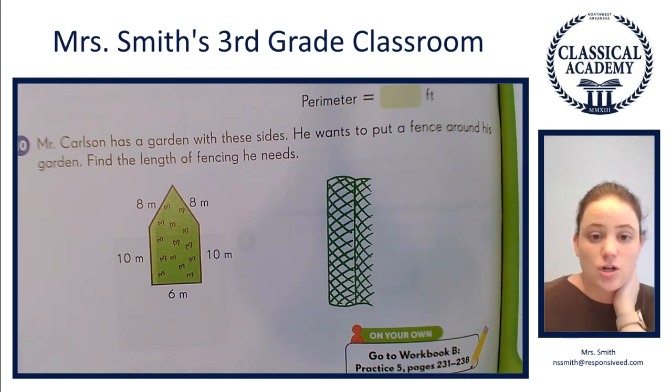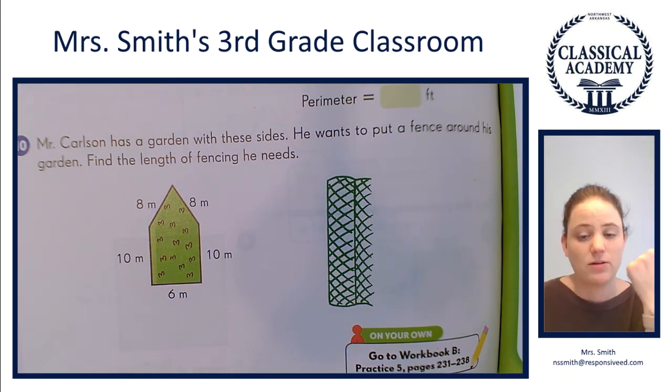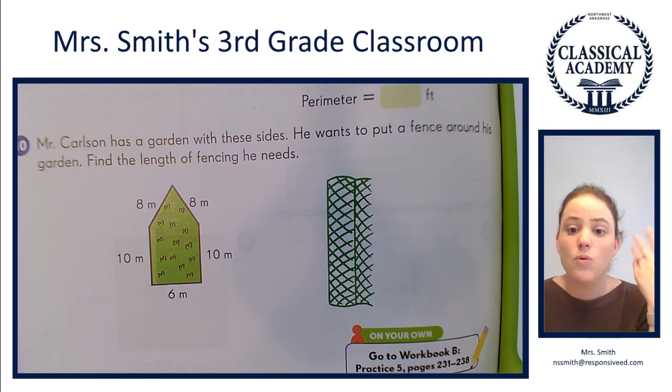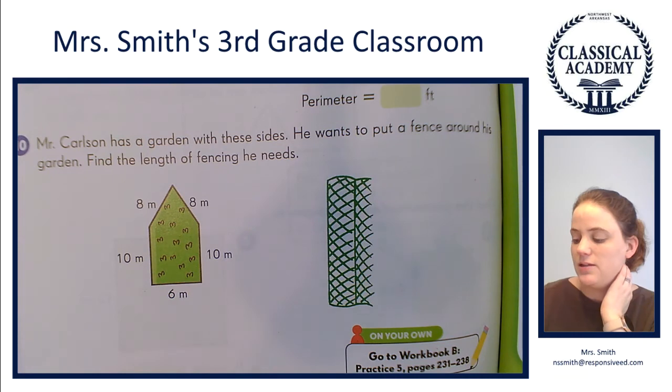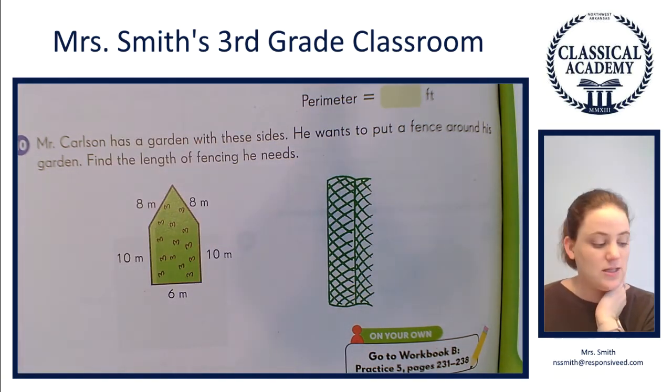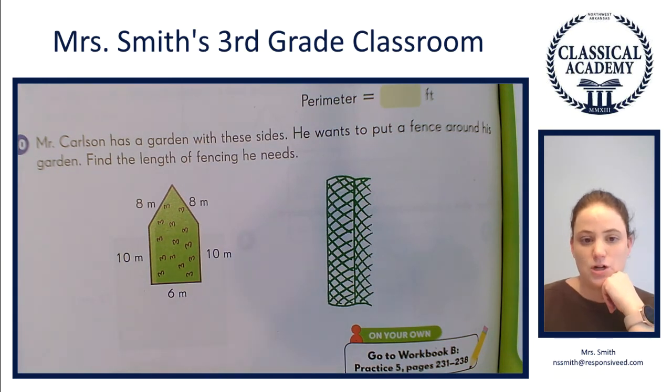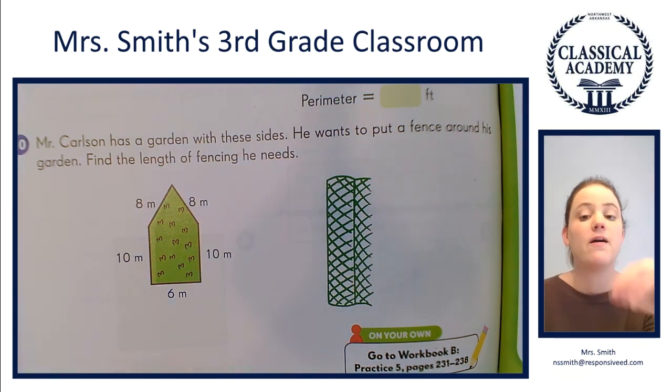Mr. Carlson has a garden with these sides. He wants to put fencing around it. How long of a fence does he need? Well, the length of fence he needs would be the perimeter. 10 plus 10 is 20. 8 plus 8 is 16, so that leads us to 36. Plus 6 is 42 meters. He needs 42 meters of fencing.